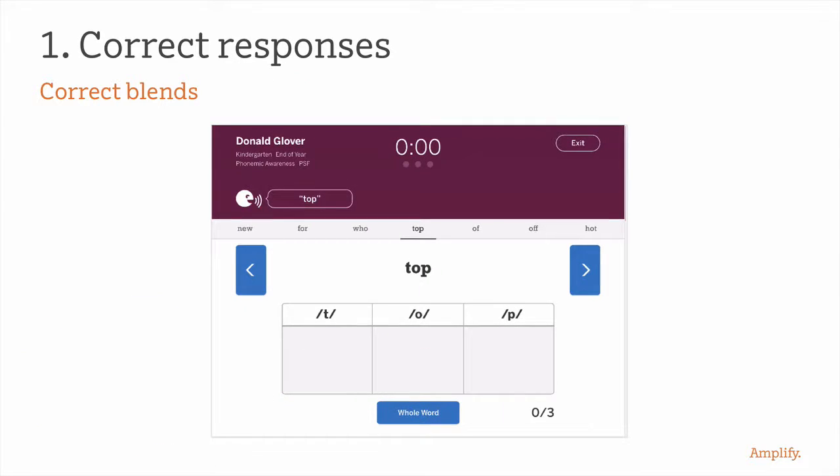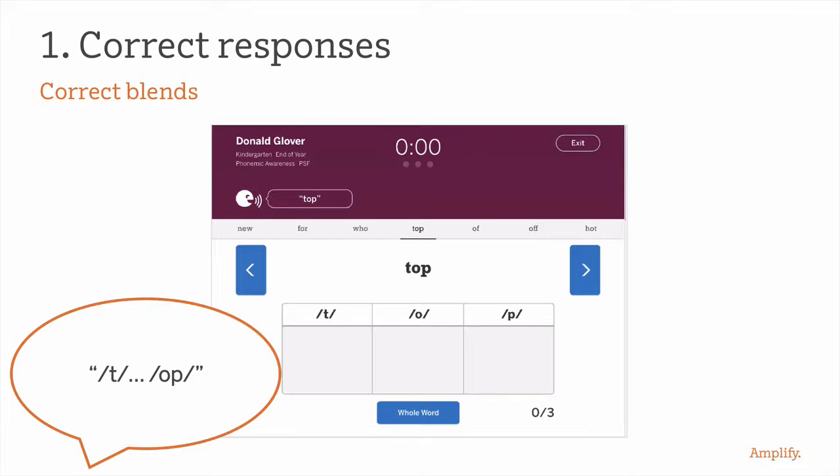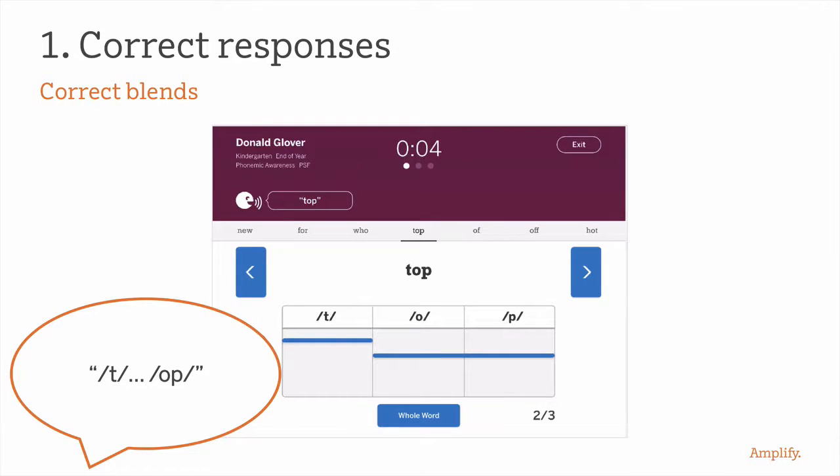Here's how to record correct blended sounds. If a student segments the word top as t, op, draw a single line under t and a continuous line from left to right beneath the blended sounds ah and p. The student is given credit for each correct sound segment, even if they have not segmented to the phoneme level.